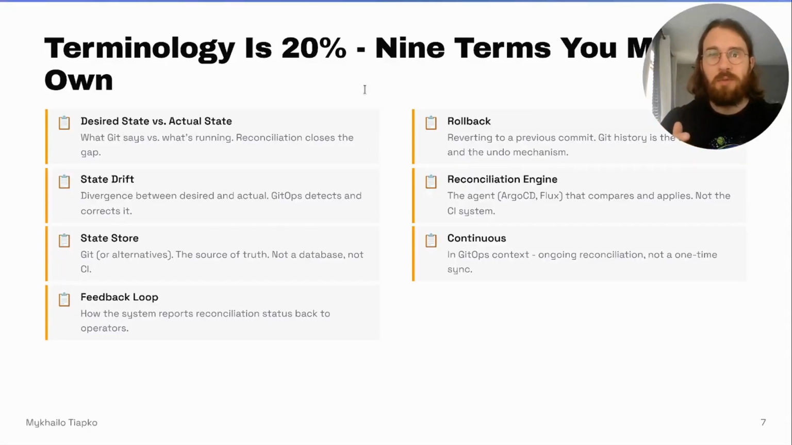fast. There are 9 terms to own before the exam date, and the most important ones are the desired state, the actual state, the state drift, the state store, the reconciliation, and the feedback loop. These show up in question stems. The one I see people get wrong most consistently is the state versus the state store. Git is the state store and the cluster holds the actual state. And they are different things. Multiple questions hinge on that difference.